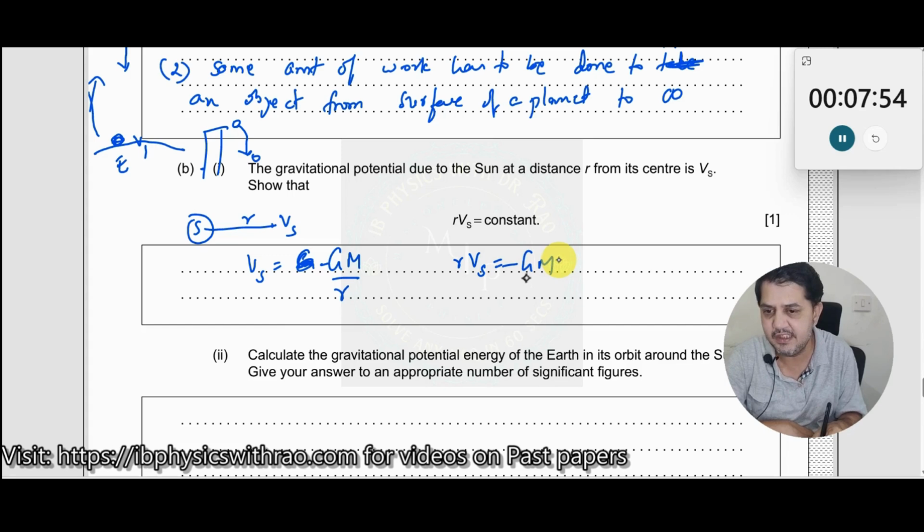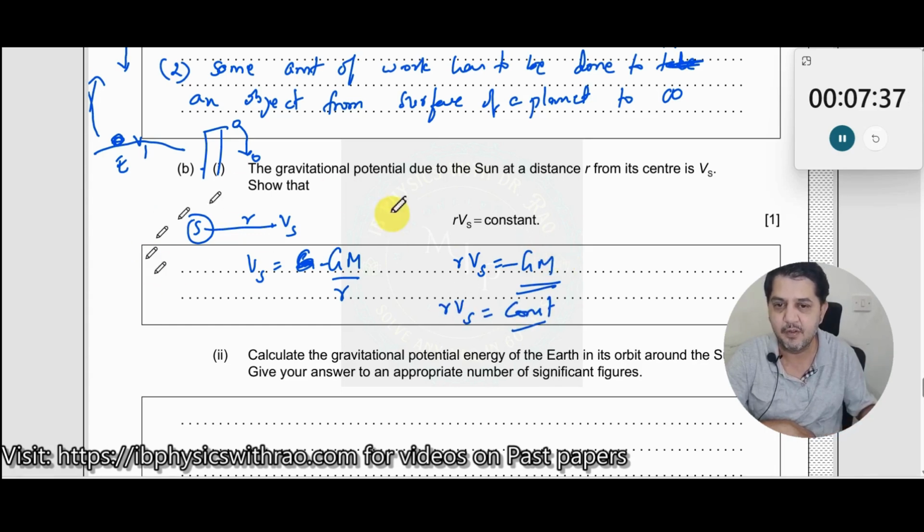Now you see, what is G here? The universal gravitational constant, which is a constant, 6.67 into 10 power minus 11. What is M here? Mass of the sun. So when these two are not changing, definitely r times Vs is always a constant. It's not changing, right? Okay, next one.